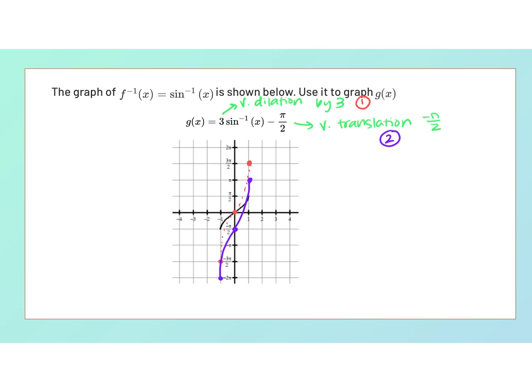It didn't ask us for the domain and range, but pretending it did, the domain would be from -1 to 1 inclusive, and the range here would be from -2π to positive π inclusive of both.